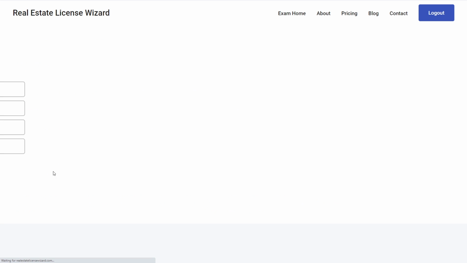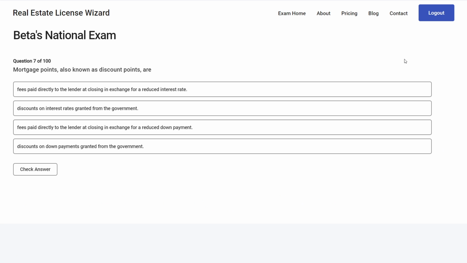All right, next question, number 7. Okay, mortgage points, also known as discount points, are, and the first option says fees paid directly to the lender at closing in exchange for a reduced interest rate, or discounts on interest rates granted from the government, or fees paid directly to the lender at closing in exchange for a reduced down payment. And lastly, discounts on down payments granted from the government. So I'll give you guys an opportunity to come up with the correct answer for that one.